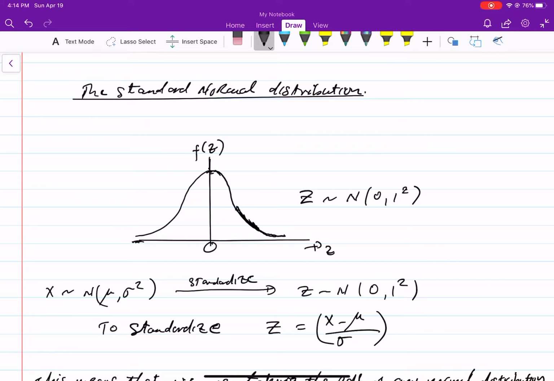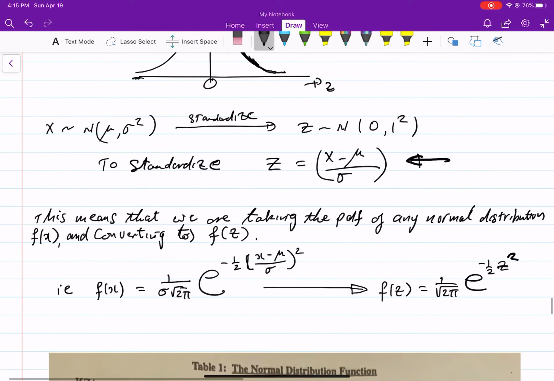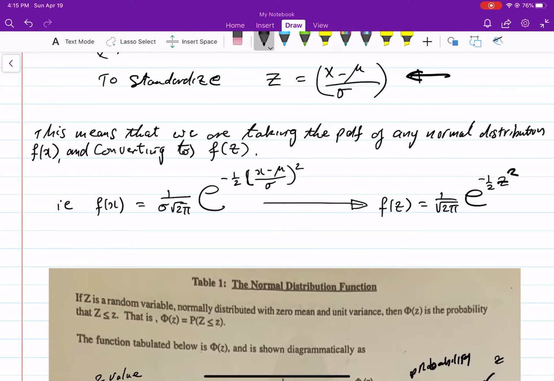The standardization process is accomplished as follows. To get z, you take x, subtract the mean, and you divide by the standard deviation. That's very straightforward. This means that we are taking the PDF of any normal distribution, f of x, and converting it to f of z. Right? We're converting from f of x to f of z.